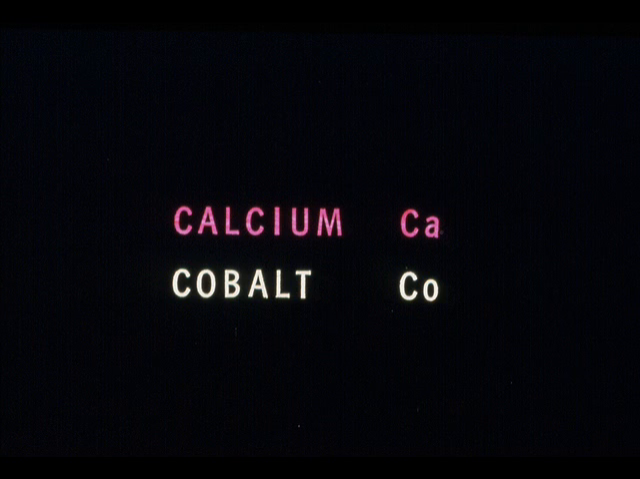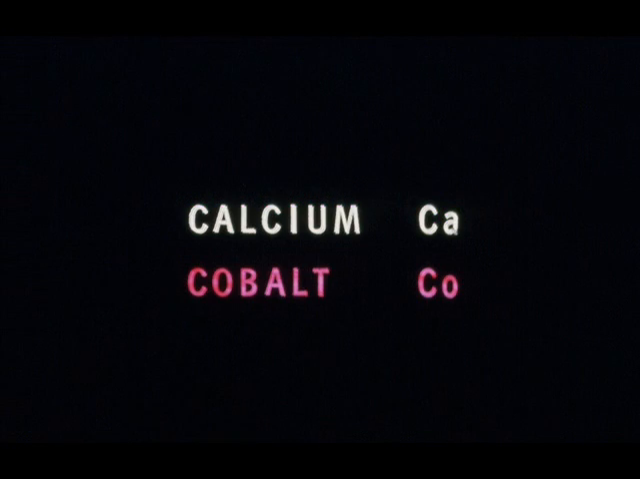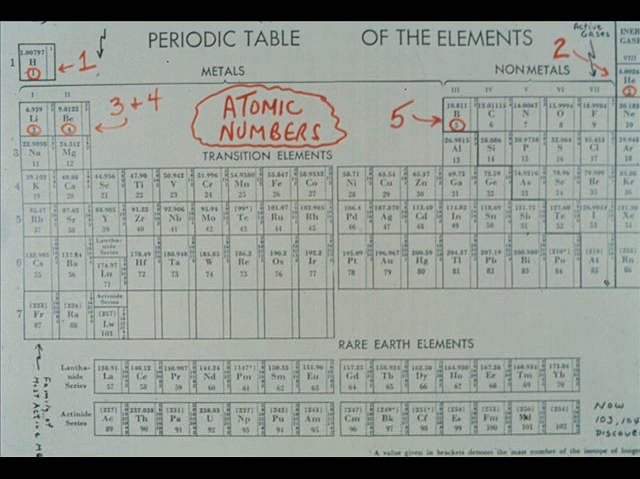Thus, calcium is written Ca. And the symbol for cobalt is Co. The first letter of a symbol is always a capital, but the second letter is never capitalized. Returning to the periodic table, you will note that the elements are arranged in order of their increasing atomic number.